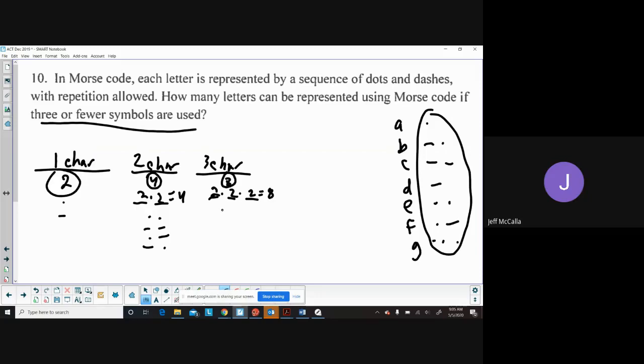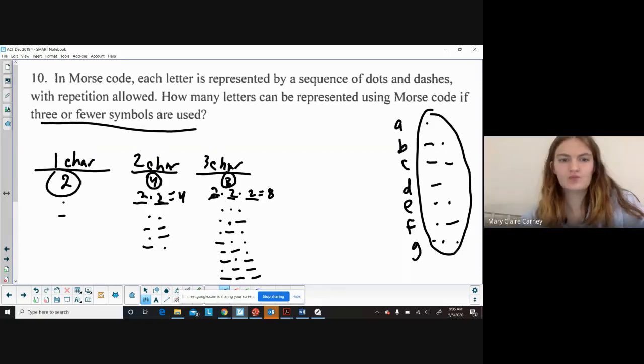You could write them out. Dot dot dot, dot dot dash, dot dash dot, dash dot dot, dash dash dot, dash dot dash, dot dash dash, dash dash dash. Is that all of them? I think that's all 8 of them.